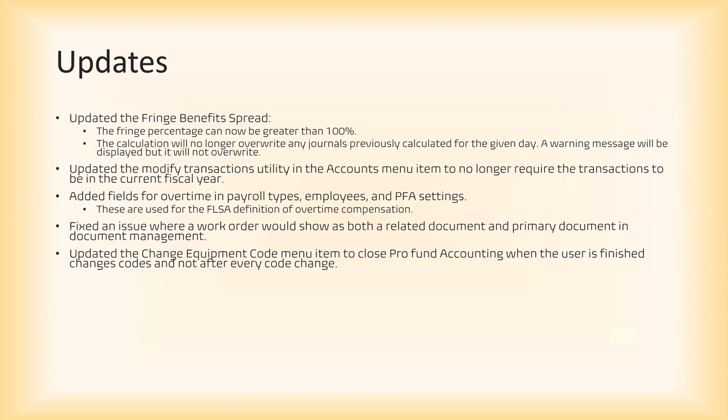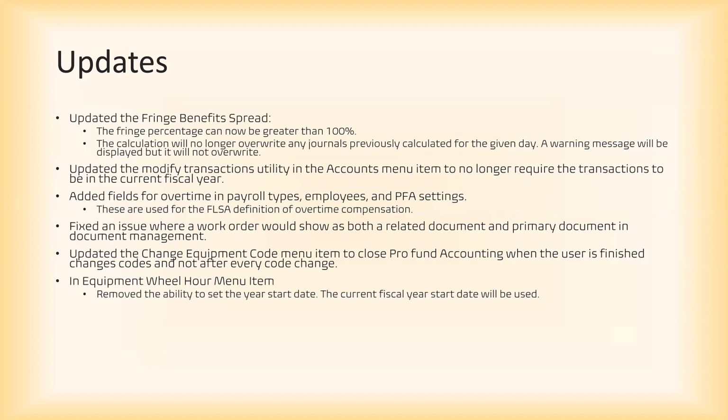So you have to change a bunch of equipments at once, then you no longer have to keep closing and reopening and closing and reopening. In the equipment wheel hour, we remove the ability to set the year start date. The current fiscal year start date will always be used. Rerunning the calculation will overwrite any previous calculations done in the current fiscal year.